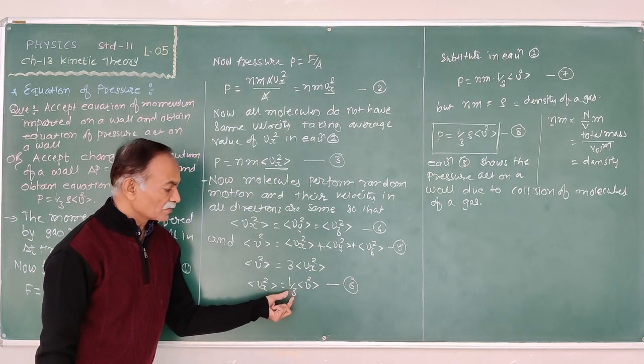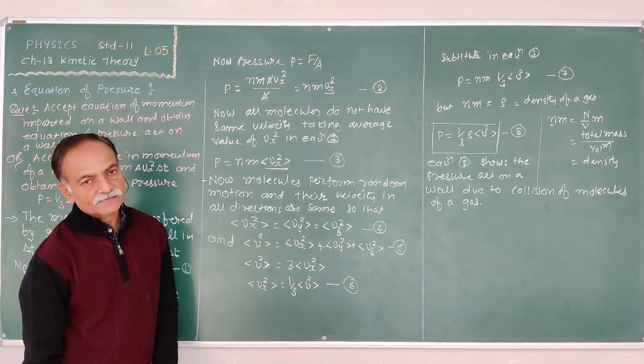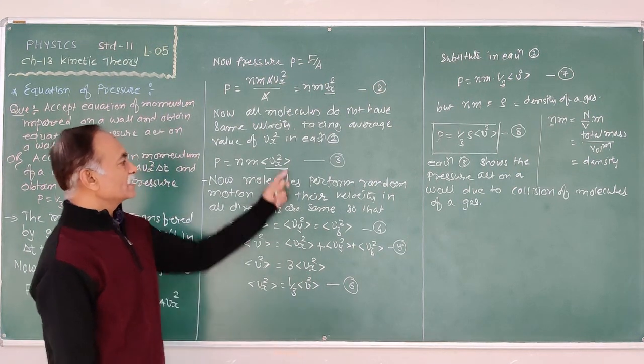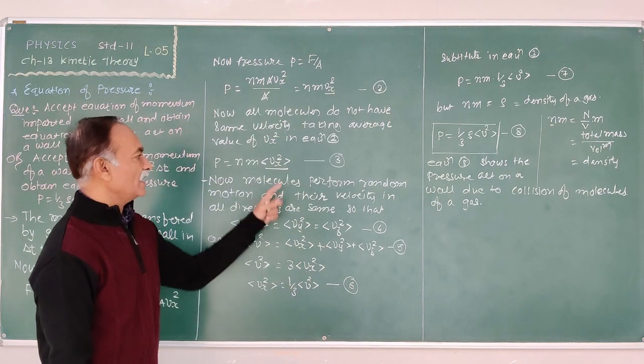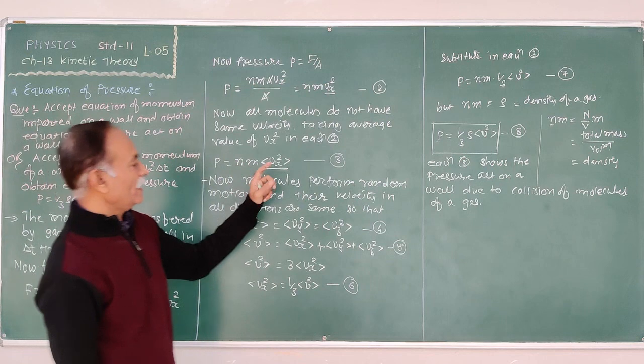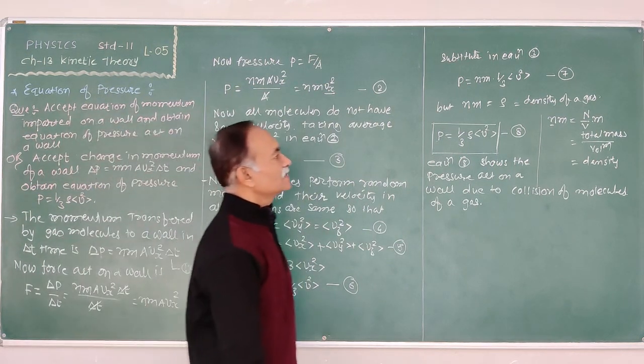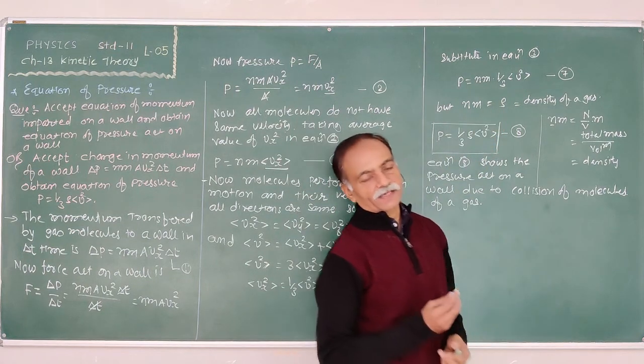Therefore, average Vx square is equal to 1/3 average V square. That is equation number 6. Now, substitute this value of average Vx square in equation 3. Therefore, P is equal to Nm, instead of the Vx square, 1/3 average V square. That is equation number 7.